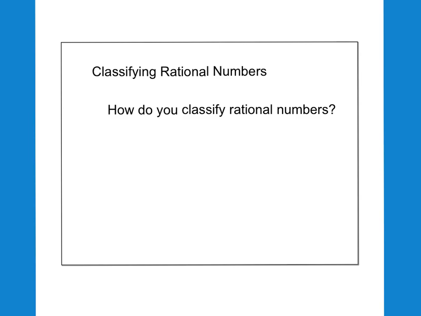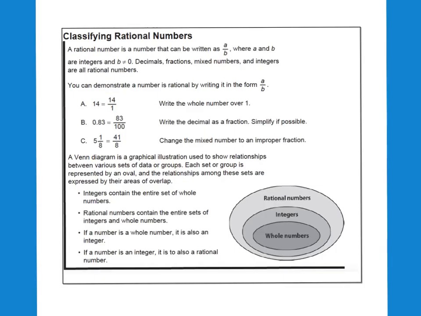Today's essential question is, how do you classify rational numbers? A rational number is a number that can be written as a divided by b, so as a fraction, where a and b are integers, b cannot be 0. Remember in the last module when we found out that dividing by 0 is undefined. So you can't divide by 0, so the denominator cannot be 0.